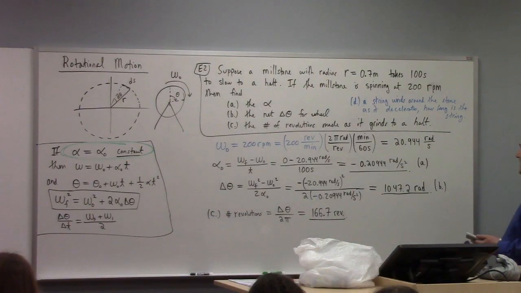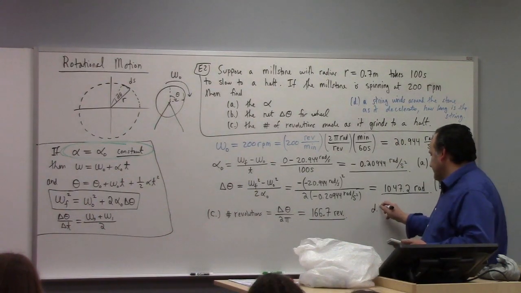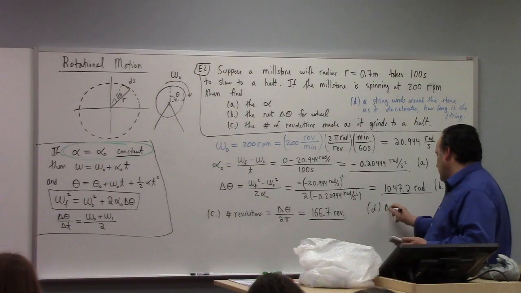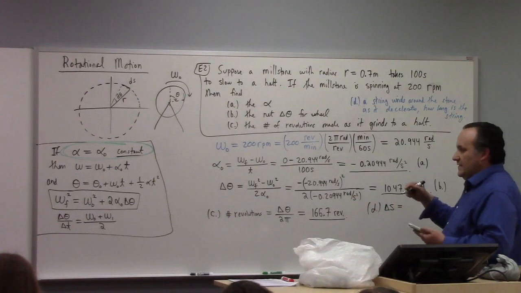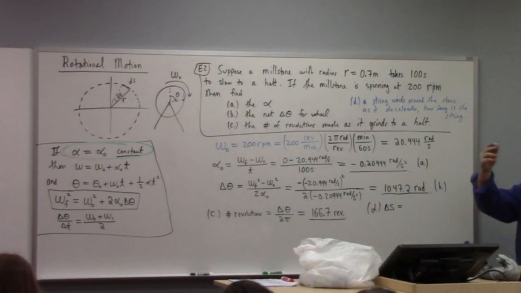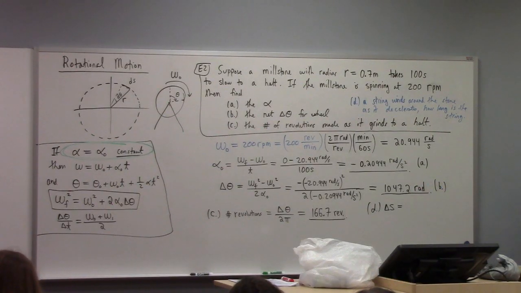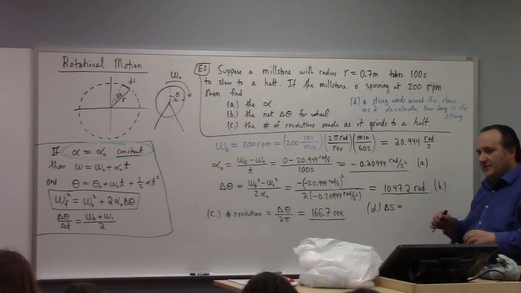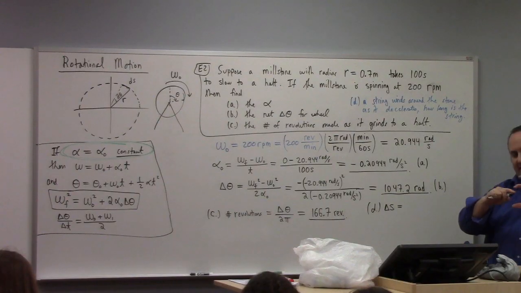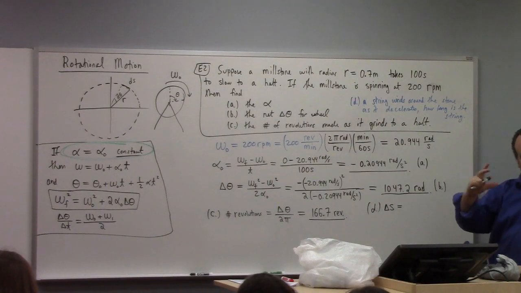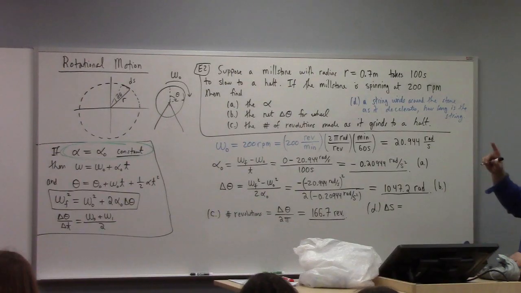How would we figure out part D? The change in arc length, right? That would be the length of the string that wound around it, literally the arc length that's been subtended by a point on the edge of the wheel. We're assuming that the string is infinitely thin, so it's all at basically the same radius, the outer radius of the millstone that we're winding around. Not like a yo-yo where the string actually wraps on top of itself and gets bigger or smaller, right? All the same radius. This is 0.7 meters.